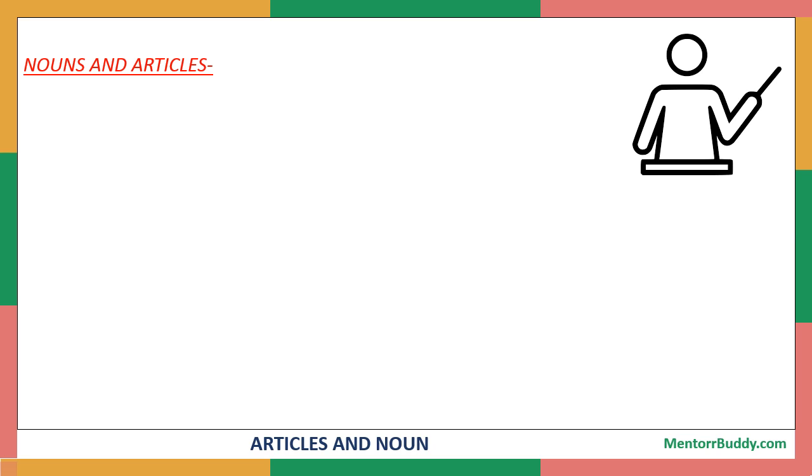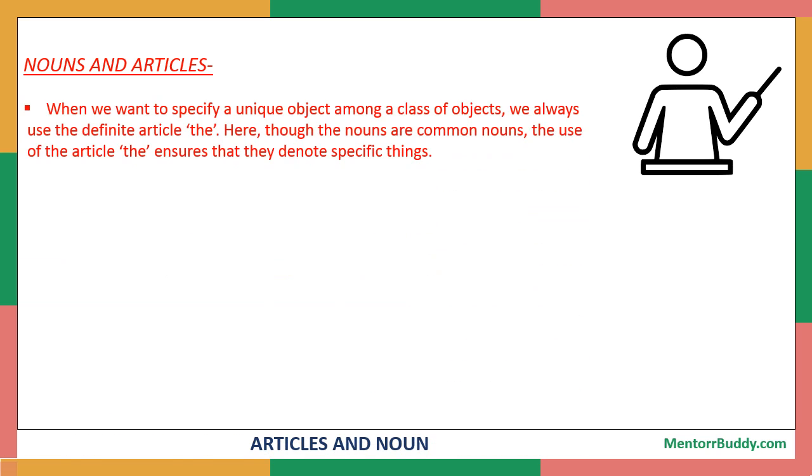Related to nouns and articles, the first rule says that when we want to specify a unique object among a class of objects, when our objective is to refer to a unique thing among a class of objects, we always use the definite article the. Now here, though the nouns are common nouns, the use of the article the ensures that they are denoting specific things. So we are not only specifying if it's a proper noun. Even if it is a common noun and the usage signifies that we are denoting a specific thing, then we make use of the definite article the.